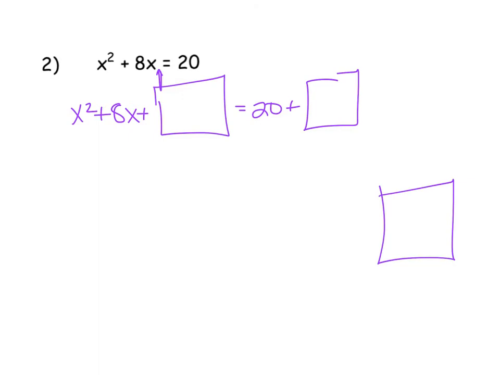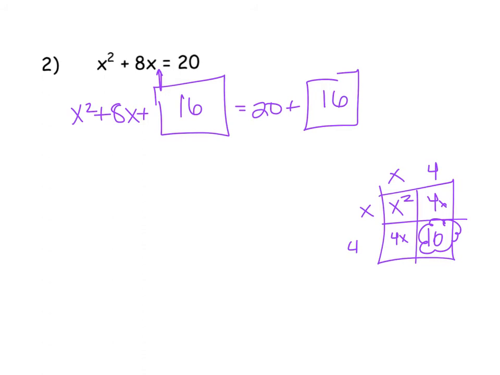So in my area model here, I have x squared. I need to share that 8x in both of the linear term boxes here, 4x and 4x. So x plus 4 times x plus 4, that gives me a 16 as my complete the square number. So I have a 16 that I am adding to both sides of my equation.